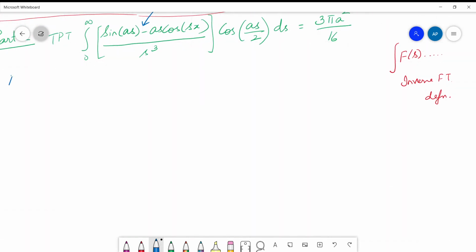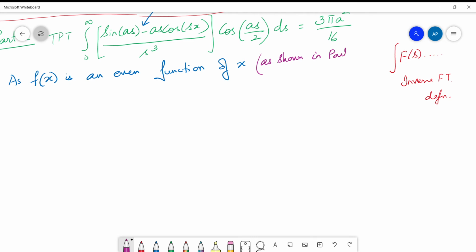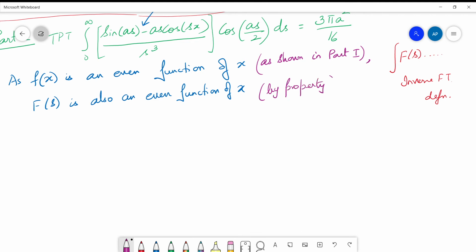First of all, we have already shown that f of x is an even function of x. We have shown this in our part 1, so I will write it as shown in part 1. What happens to its Fourier transform? The Fourier transform of f of x, that is f of s, is also an even function. This is by the property that we proved. So by which result is this true? This is by a property which we have learnt. So we already have therefore the nature of f of s.